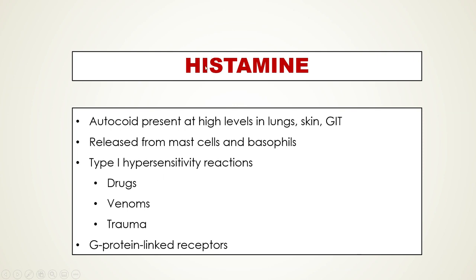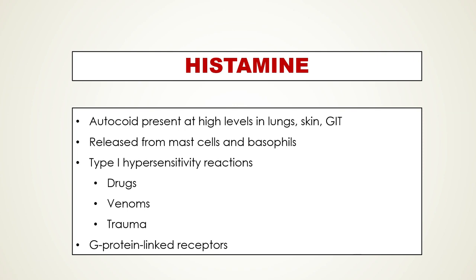This so-called histamine is released from special types of cells called mast cells and basophils. And histamine is involved in causing type 1 hypersensitivity reactions. We have seen a number of drugs that can cause histamine release. Examples of those drugs are things like morphine and amphotericin B. And we have studied vancomycin's histamine reaction, which is all about red man syndrome.